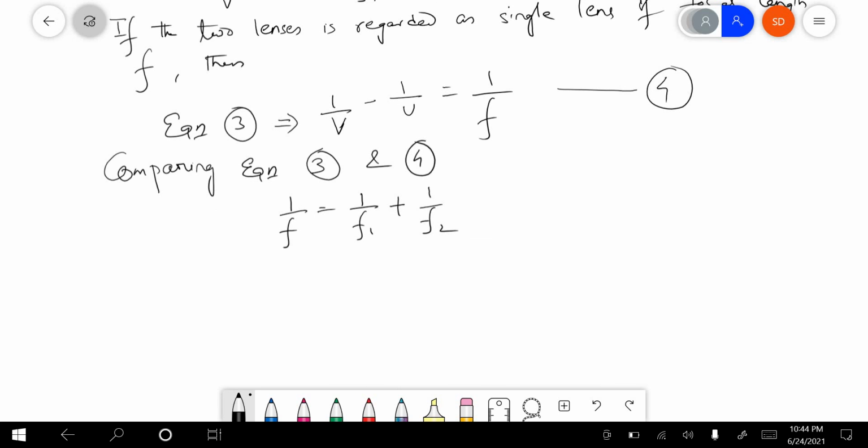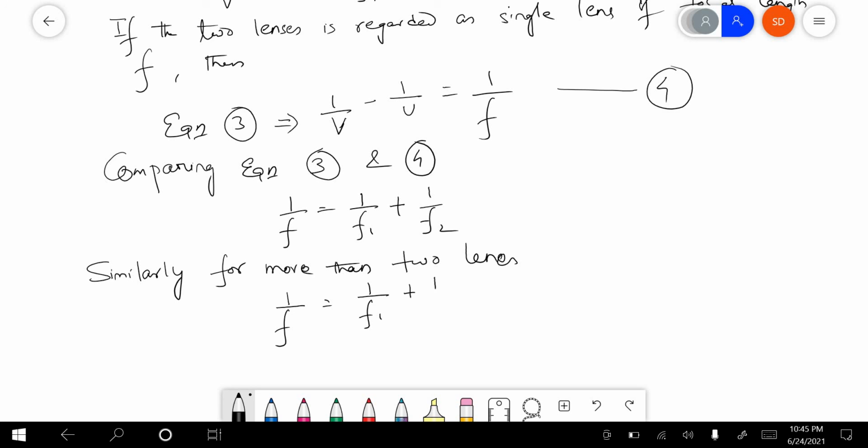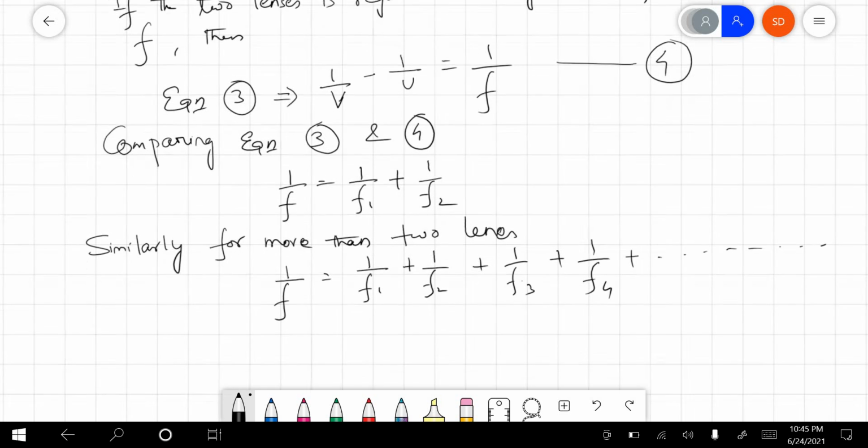Similarly, you can extend it. What can you write for more than two lenses? 1 by f can be written as 1 by f1 plus 1 by f2 plus 1 by f3 plus 1 by f4. If you have many lenses having focal lengths f1, f2, f3, f4 like this, we can write the equivalent focal length as this.